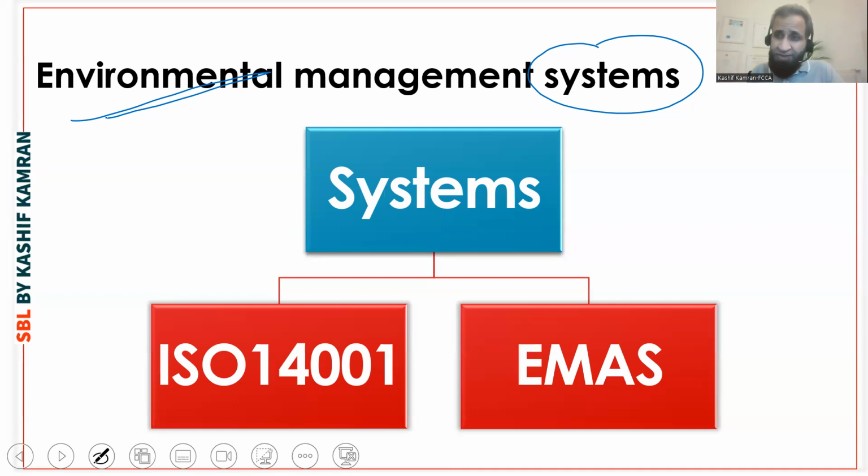Now, there are two systems that exist globally as part of your syllabus. One is ISO 14001, and the second is EMAS. Both are certifications. If your company takes ISO 14000 or EMAS, you will get a certificate of your compliance with environment, and the certificate is renewed almost every year. You need to show that you're complying with environment each year, and you will be eligible for these certificates.